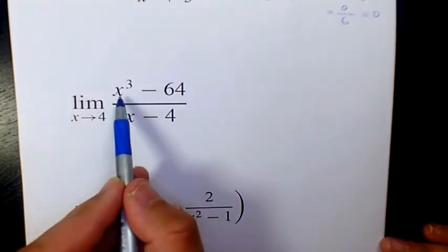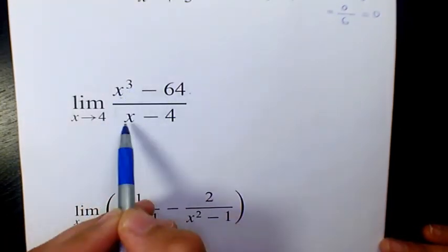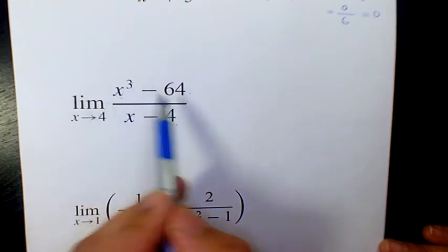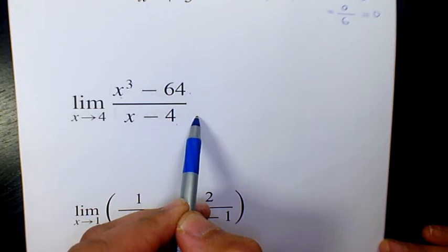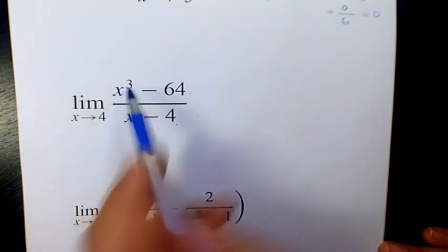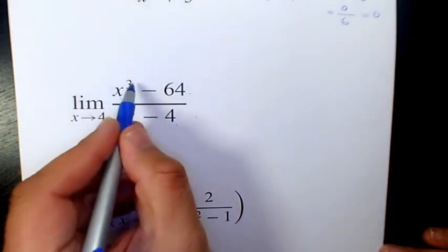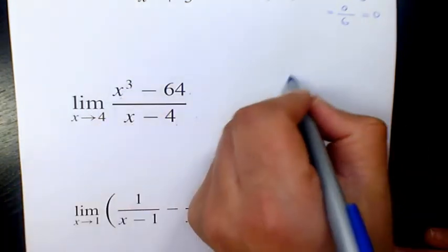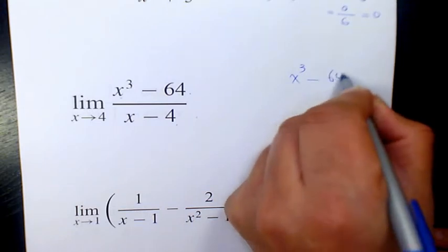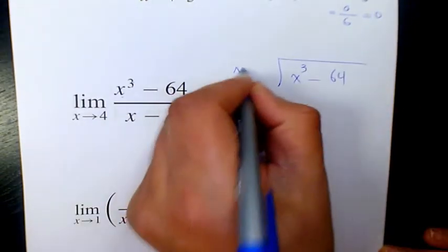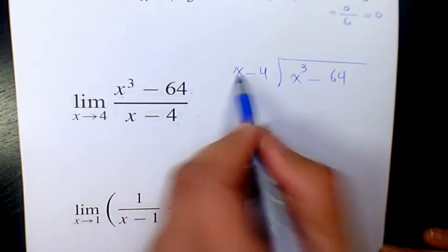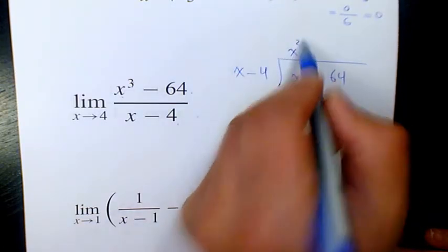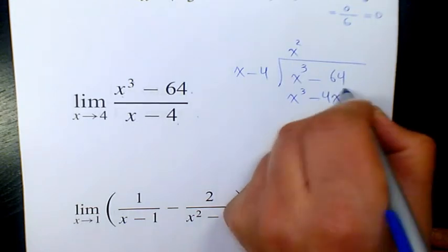Here we have x cubed minus 64 divided by x minus 4. 4 to the power of 3 is 64, so it's going to be 0 divided by 0. What I'm going to do, I know that's going to be the form of a to the power of 3 minus b to the power of 3. Let's have a long division. X cubed minus 64 divided by x minus 4. X cubed divided by x is x squared. X squared times x, x cubed. X squared times negative 4, negative 4x squared.